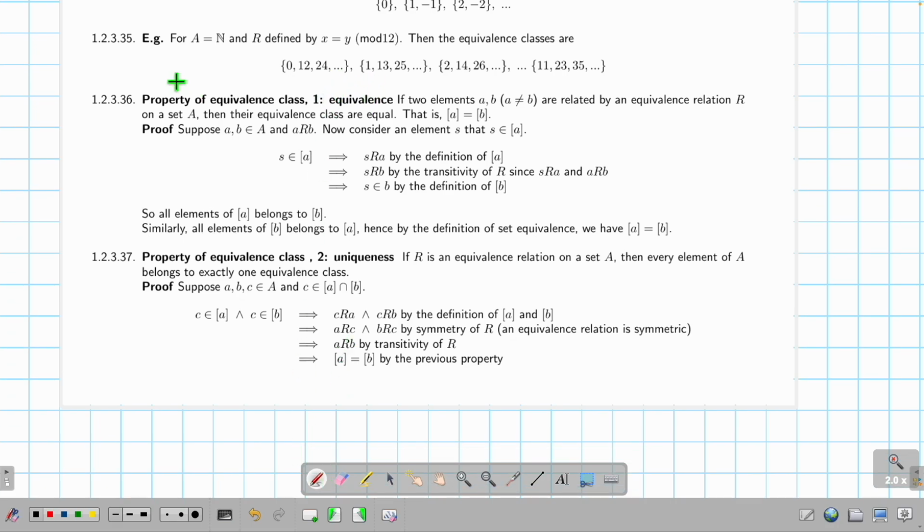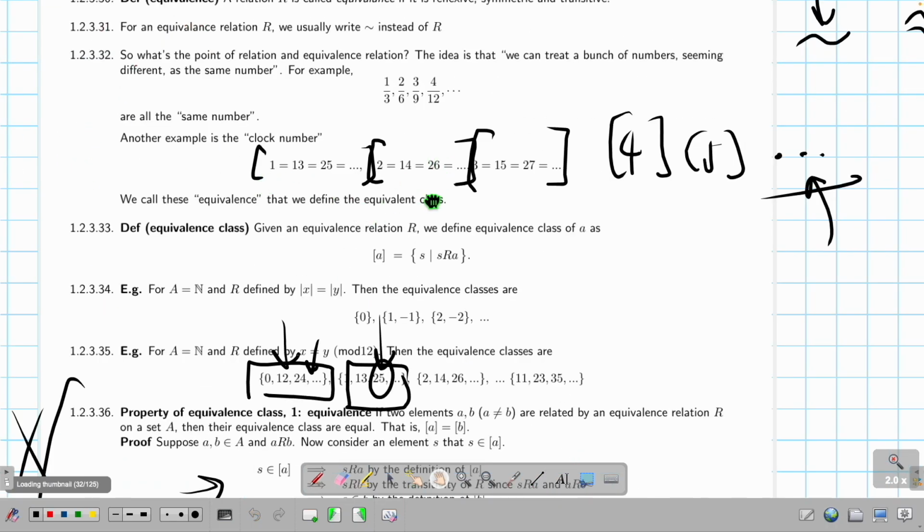Okay, and now these three are just extra. You can read them by yourself, they are not going to appear in the exam. Oh my gosh, so complicated.